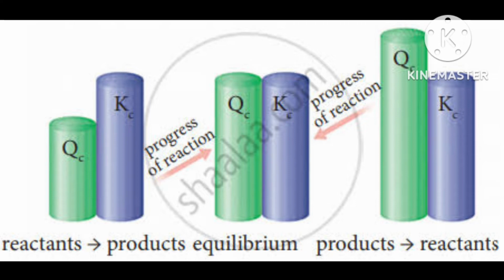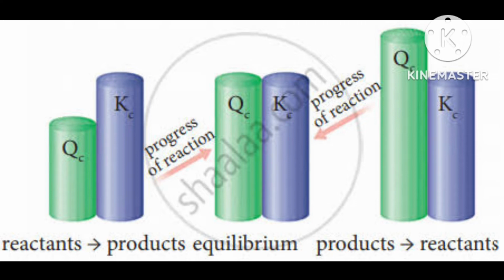Then the main thing I told you: if the Kc value is greater than 10 to the power 3, means 1000, then product will form. Product will be more than reactant, a forward reaction.